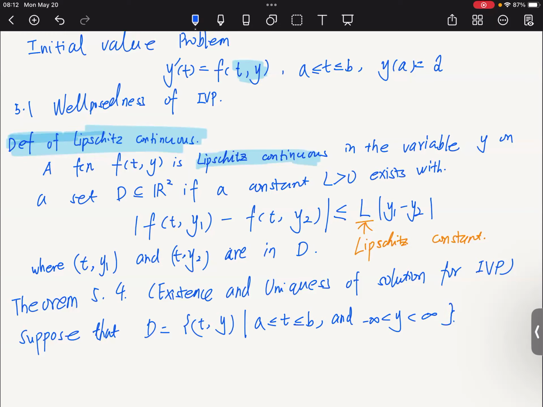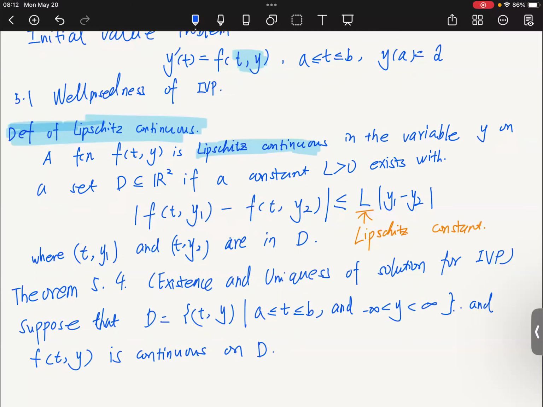And this is the domain on which we are going to propose the IVP. We also have some assumptions on the f function. That is the first item. The first item here is that f is a function of two variables, and it's continuous on the domain D. And this is one condition on f.